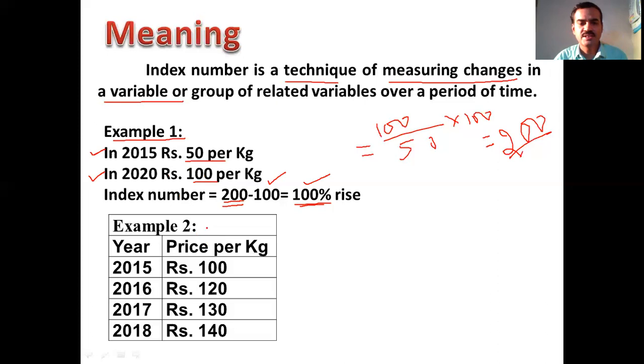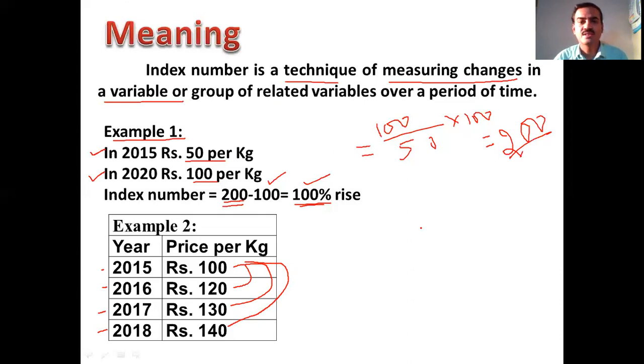But let us see the second example. See here in 2015 the price is 100 rupees. In 2016 the price is 120. In 2017 it is increased to 130 and in 2018 it is increased to 140. Then if you want to measure what is the rise of price from the year 2015 to 16, what is the rise of price from 15 to 17, what is the rise of the price from 2015 to 18, if you want to calculate like this, we need to use the index number.